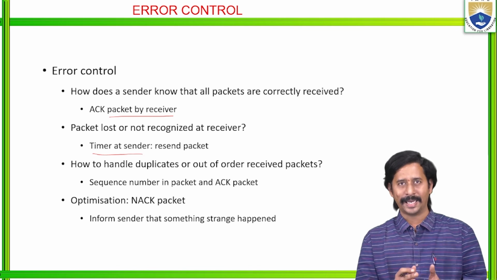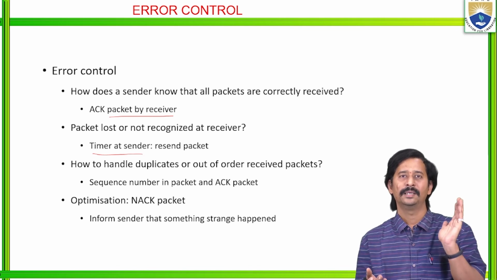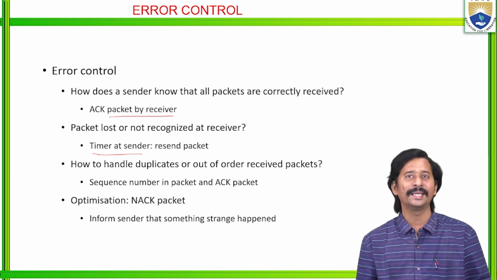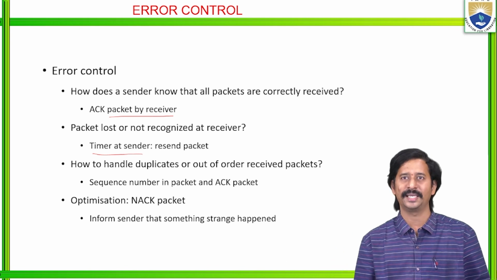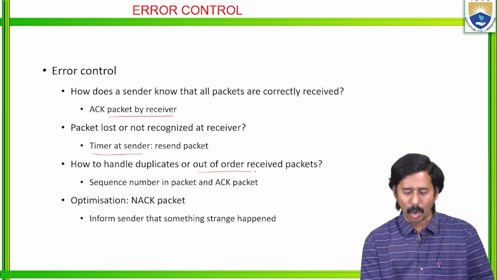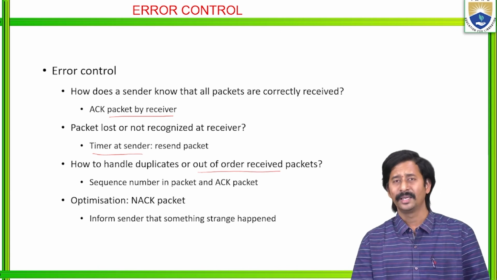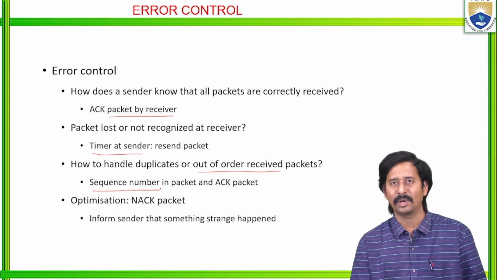If within that particular time the packet doesn't reach the destination, what happens? The source node resends that particular packet. So there is a drawback here. There is a chance of duplication of packets at the receiver side. Then how do we handle duplicate packets or out of order received packets? That's why we need to maintain the sequence number in the packet as well as in the acknowledgement packet.